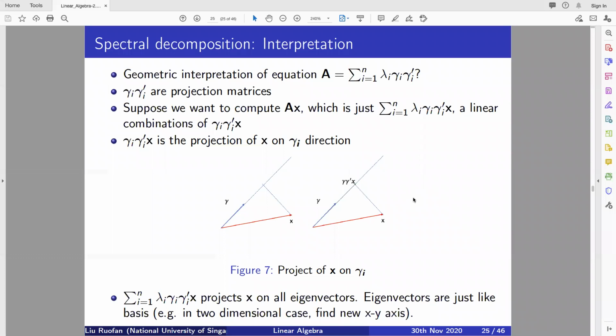A geometric interpretation of the spectral decomposition theorem is that A is equal to a linear combination of gamma i, gamma i transpose. So if A is multiplied by X, then we are essentially having a linear combination of gamma i transpose times X, and this term projects X onto the gamma i direction. So AX projects X onto all its eigenvectors, and the eigenvectors are like a basis. Like in two-dimensional space, we want to find a new X axis and a new Y axis. Then for any vector, we project it onto this coordinate system.